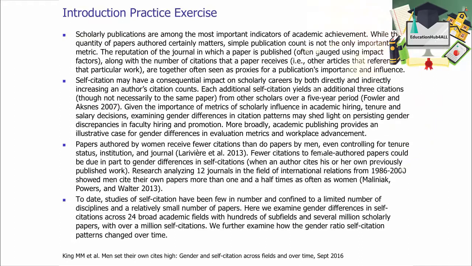Now we're going to do a second exercise. This was a study on self-citation. The authors wanted to know if men cite their own papers, self-cite, more than women. And I want you to do the same thing as we did in the last exercise. I want you to identify the sentences that give the known, the unknown, and then those that are pertinent to this study. So now pause the video and complete the exercise and then restart the video.